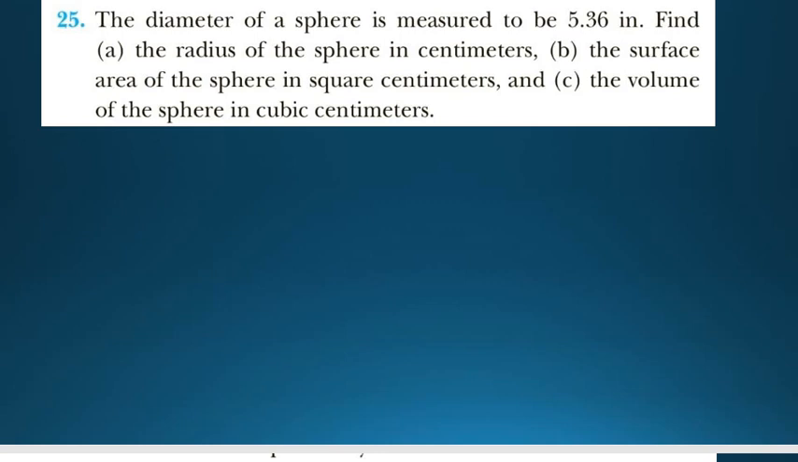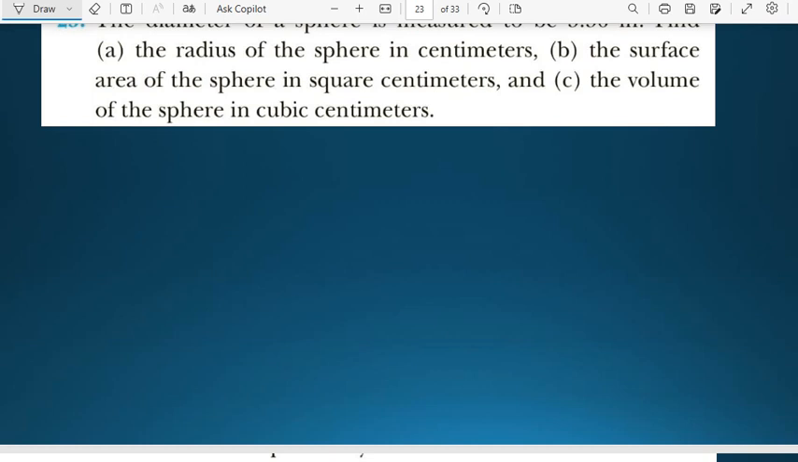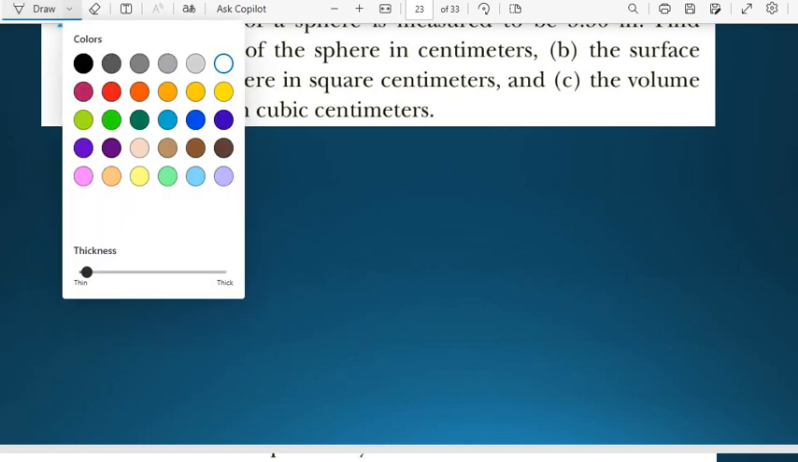So the question reads: the diameter of a sphere is measured to be 5.36 inches. Find the radius of the sphere in centimeters. I want you to see two things here. This question involves two tricks.